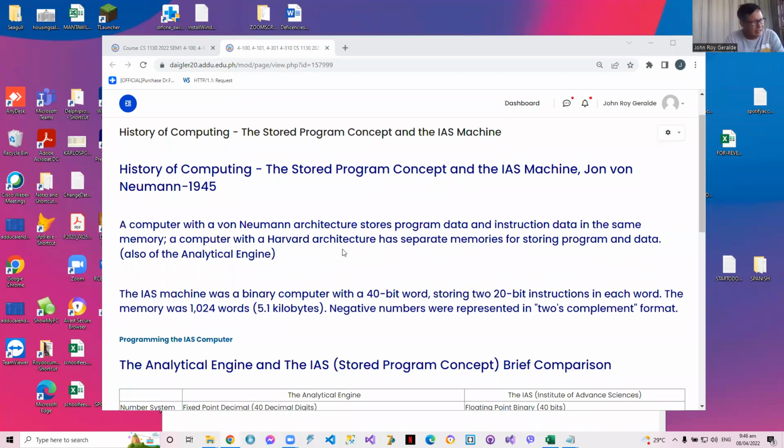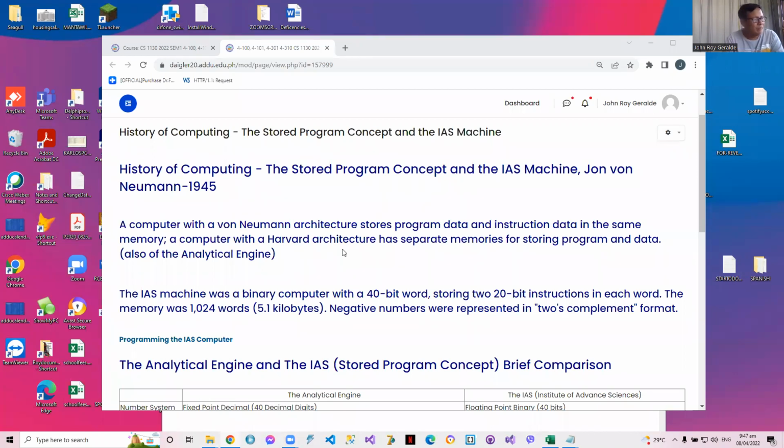Like the analytical engine, the IAS, Institute of Advanced Studies, again, is a 40-bit word. Ba, 40 bits din yung kay Charles Babbage. But the strange thing about this is it uses 20-bit instructions in each word. Now, unlike in Charles Babbage, the whole instruction fits in the 40-bit word. Anyway, it doesn't matter because the program is in the input device. Do you follow?